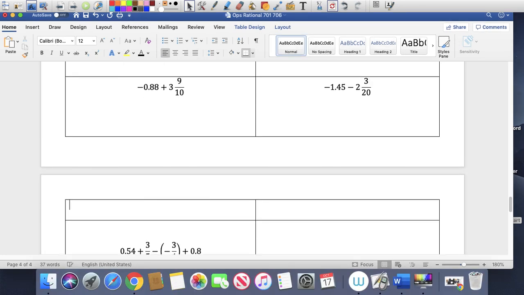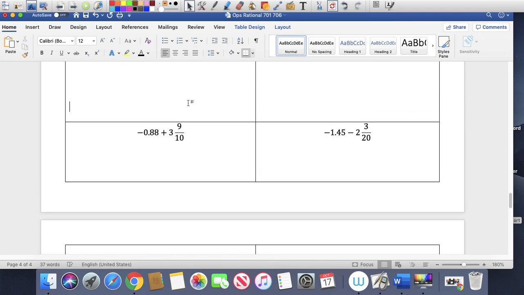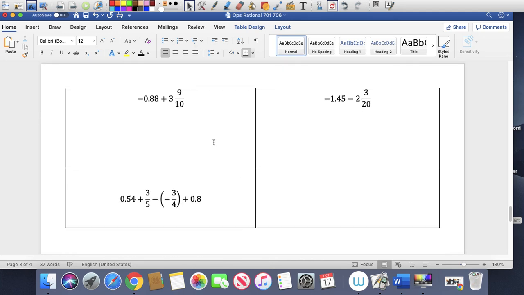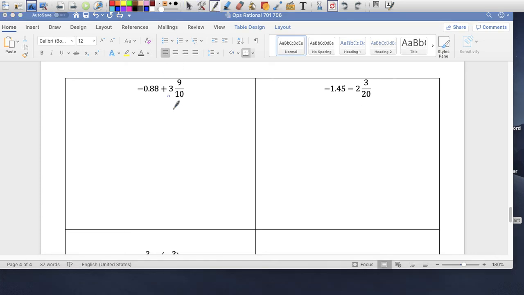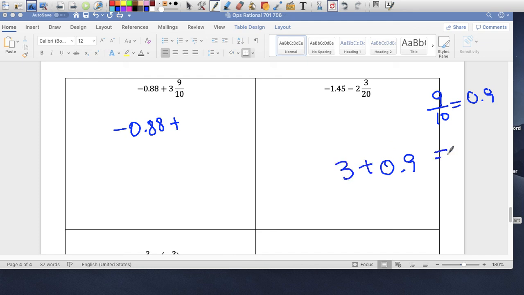Okay. So this one, let's move that down. Again, in this case, I would change this to a decimal. So negative 0.88 is already a decimal. Plus 3 and 9/10 is the same. So 9/10 is the same thing as 0.9, right? So if I add 0.9 plus the whole number 3, that's going to give me 3.9, right? 3 plus 0.9, let's line up the decimals, and it gets me 3.9.